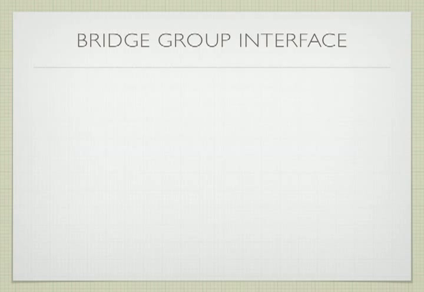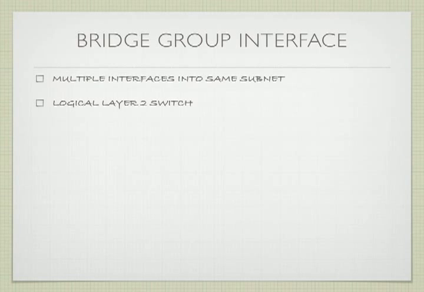Next, we're going to talk about bridge groups. Bridge groups are a special interface type. Bridge groups allow you to create multiple interfaces into the same subnet on the ScreenOS device itself. So you can take several interfaces and put them together into a bridge domain. They're called bridge groups because this is an Ethernet bridge domain. This essentially creates a logical layer 2 switch inside the ScreenOS device.